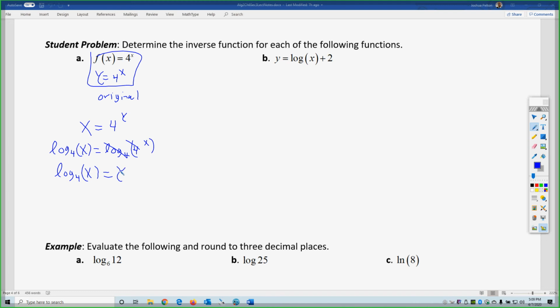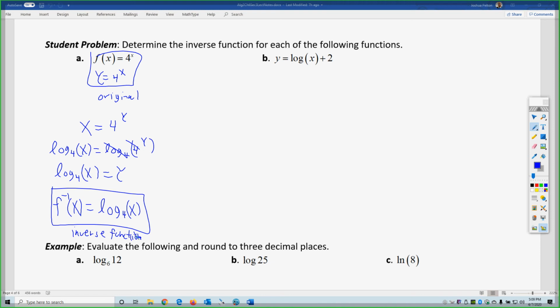Oh, I wrote x there for some reason. Habit. Okay, so therefore f negative 1 of x, or f inverse of x, equals log base 4 of x. So that is the inverse function. We're basically just showing that for the power equation, the inverse is the log, and vice versa.